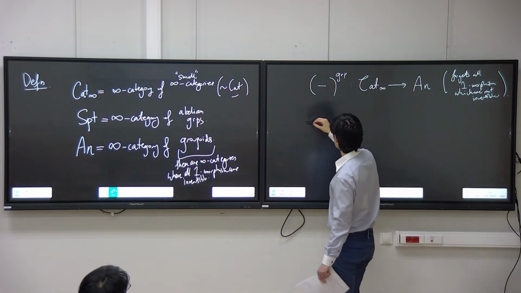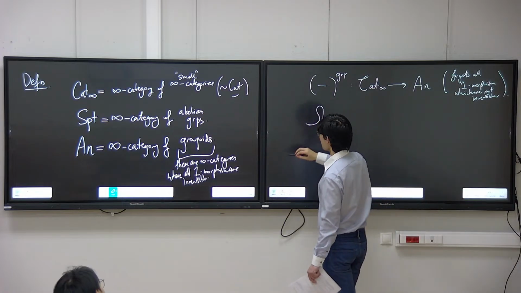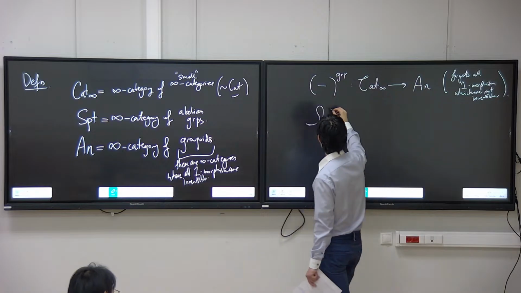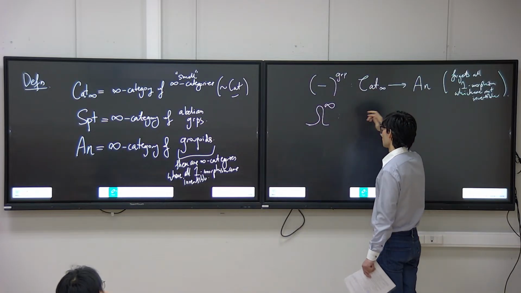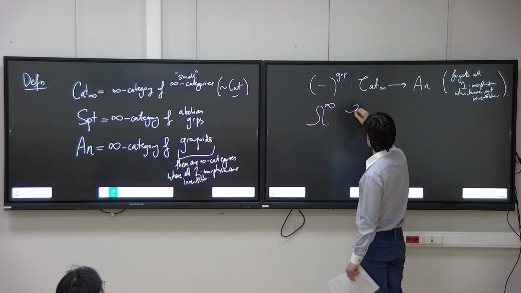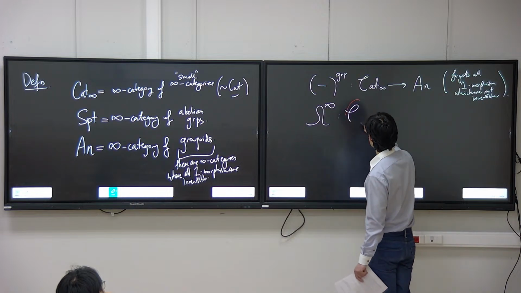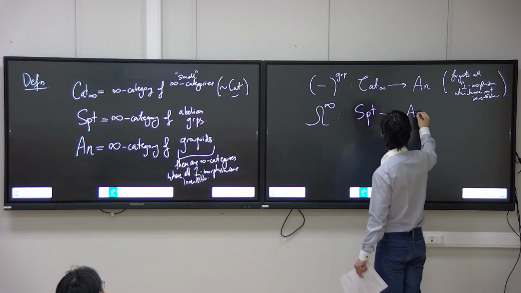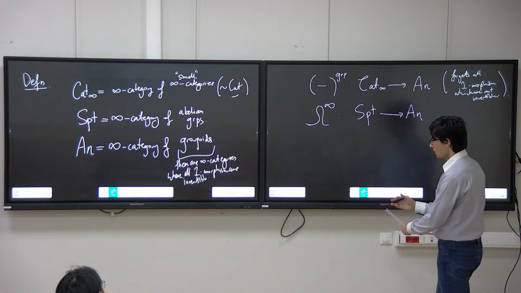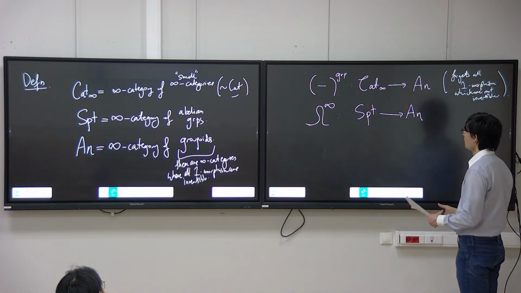And there's also a forgetful functor associated with spectra, which is called omega infinity, I guess mimicking what happens with spectra in topology, going from spectra to anima, kind of forgetting the abelian group structure and just thinking of it as a monoid.